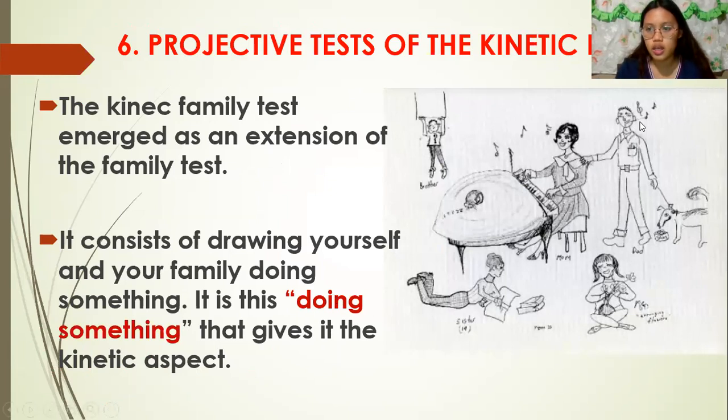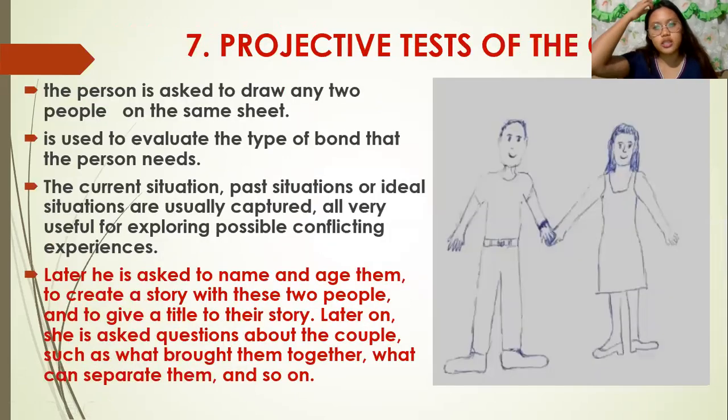So in this part, I think this is the father who takes care of the dog, the mother playing the piano, the kids taking care or doing household chores. The sister is studying, and then I think this is the youngest who is playing around. Ayan. Another type is the projective test of the couple. The person is asked to draw any two people on the same sheet. So, couple test.